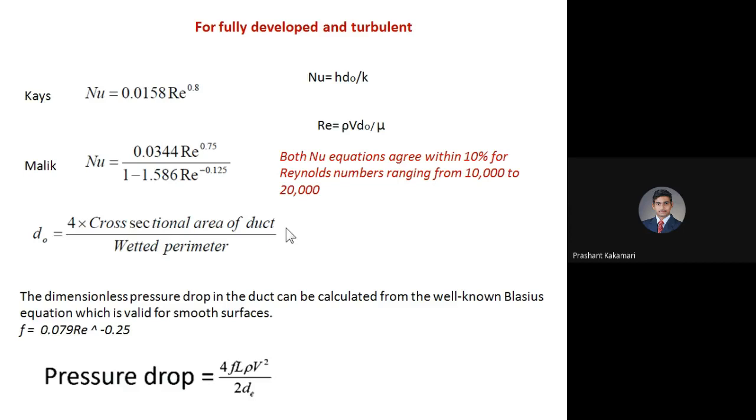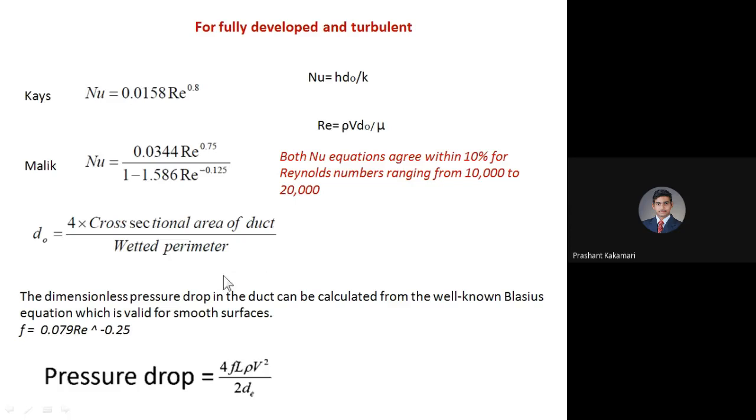So by that one can find the characteristic length, or the hydraulic diameter, you can call it. So that D naught, once you find it, you can find the Nusselt number and Reynolds number easily. Or if any other parameter is asked, like conductivity, you can find it. If the heat transfer coefficient is required, that also you can find.